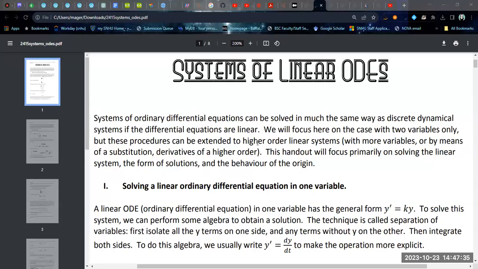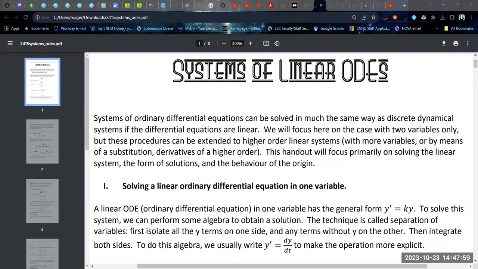Now, in this video, we're going to look at solving systems of linear ordinary differential equations. And we're going to talk very, very briefly about the theory behind this. If you want a more formal derivation, you definitely are going to need linear algebra for this.